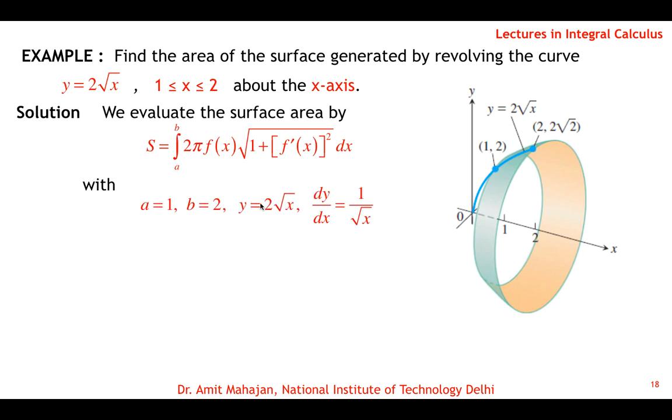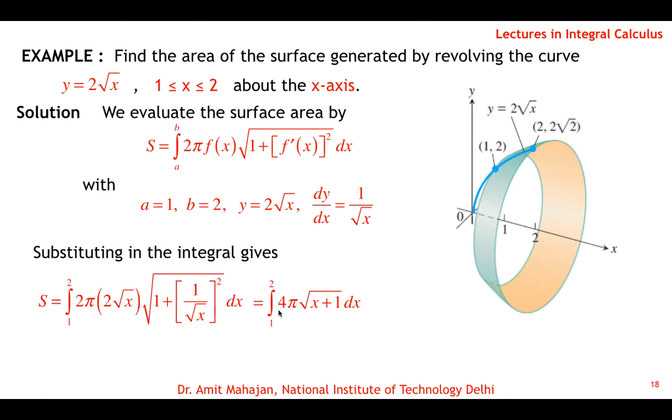So a is 1, b is 2, y is 2 root x. The first derivative f dash x, which is dy by dx, is 1 by root x. So we can plug everything in and integrate. 2 root x is y, and 1 by root x here. So we'll have 4 pi, and this will be 1 by x, so we'll have root of x plus 1 by x, and the root x will cancel out and we'll simply have root of x plus 1. So we can integrate this. x to the power 3 by 2 divided by 3 by 2, and then x value 2 as the upper limit minus x value 1 as the lower limit. That will be the surface area generated by revolving this curve about the x-axis.